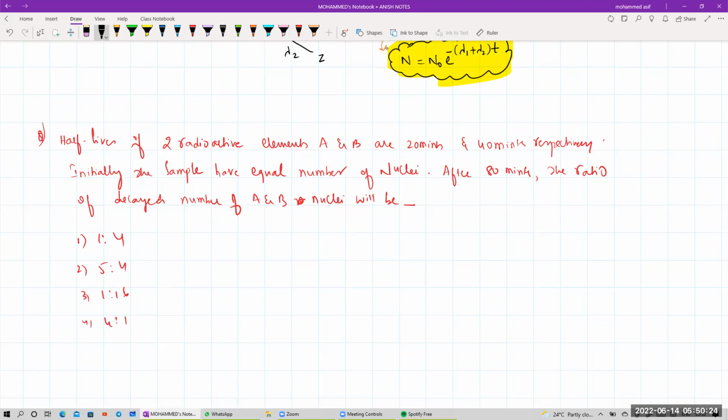क्वेश्चन पढ़ो एक बार अच्छी तरह से पहले। उसने क्या बोला, हाफ लाइफ ऑफ द टू रेडियो एक्टिव एलिमेंट्स ए एंड बी, यानी मेरे पास एलिमेंट ए है और मेरे पास एलिमेंट बी है। उसके हाफ लाइफ कितने हैं बेटा? यहाँ पर मैं लिख रहा हूँ टी हाफ। ए का हाफ लाइफ कितना दे रखा है प्रॉब्लम में? 20 मिनट्स। और बी का कितना दे रखा है? 40 मिनट्स। बताइए ना बेटा। Yes, sir. इनिशियली सेम नंबर ऑफ न्यूक्लियर, यानी इसके पास इनिशियली एन नॉट है और इसके पास भी इनिशियली एन नॉट नंबर ऑफ न्यूक्लियर है। और उसने बोला आफ्टर कितना हाफ लाइफ?